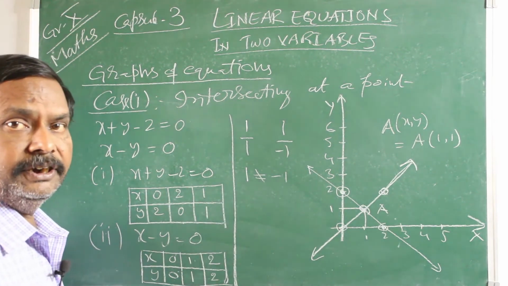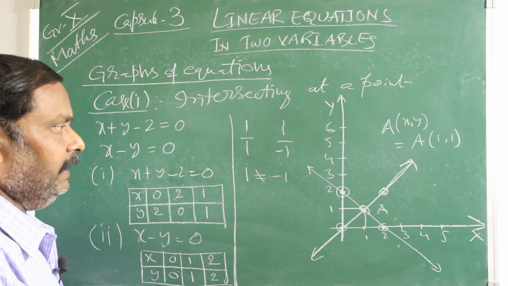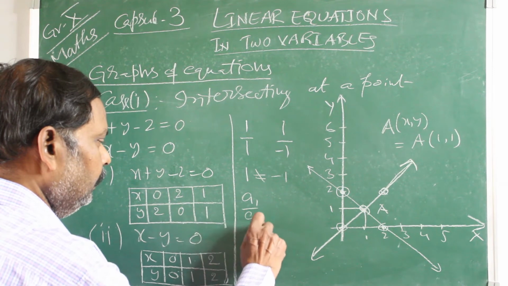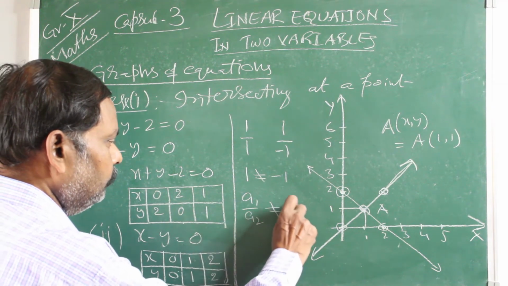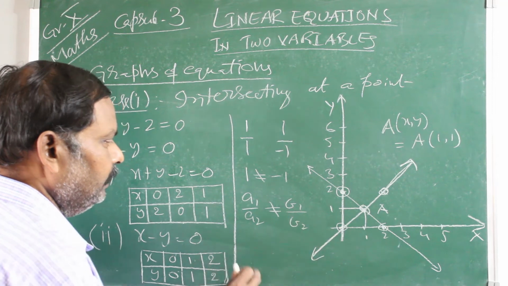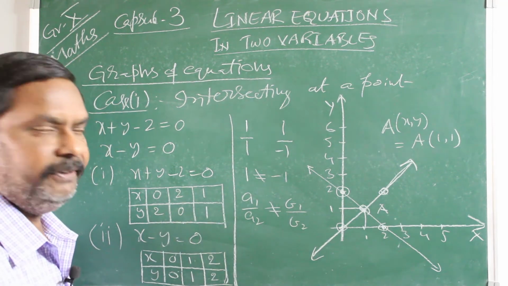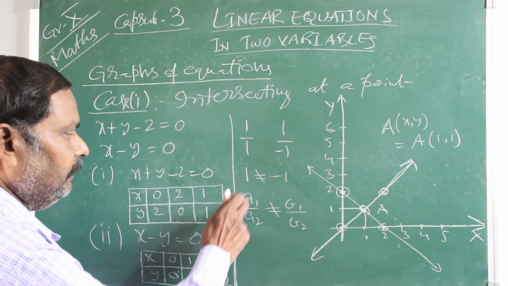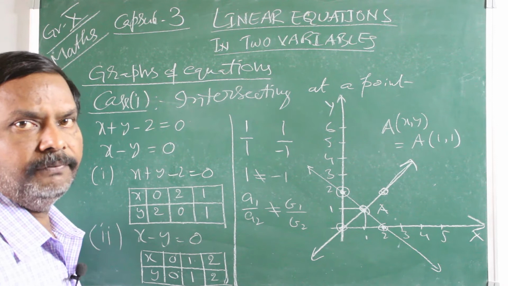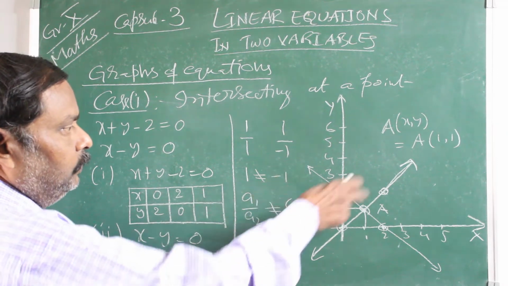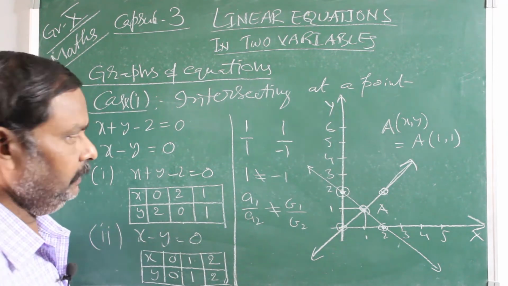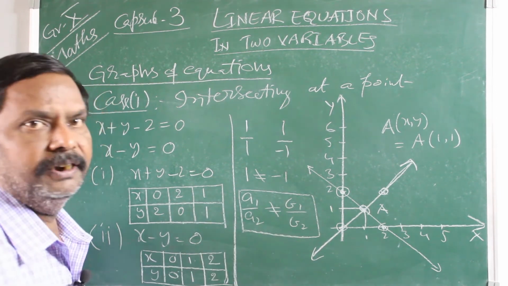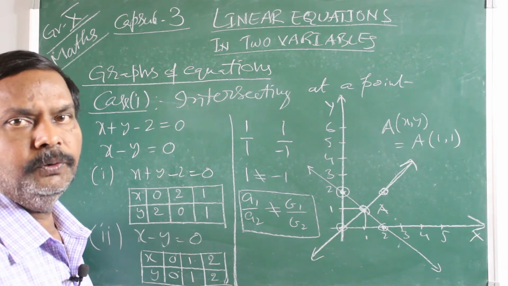So the condition to be fulfilled to get a unique solution is a1 by a2 is not equal to b1 by b2. a1, a2 are the coefficients of x, b1 and b2 are the coefficients of y. If the ratio of the coefficients of x is not equal to the ratio of the coefficients of y, then the two equations have a unique solution. This is the most important condition for a unique solution of two linear equations in two variables.